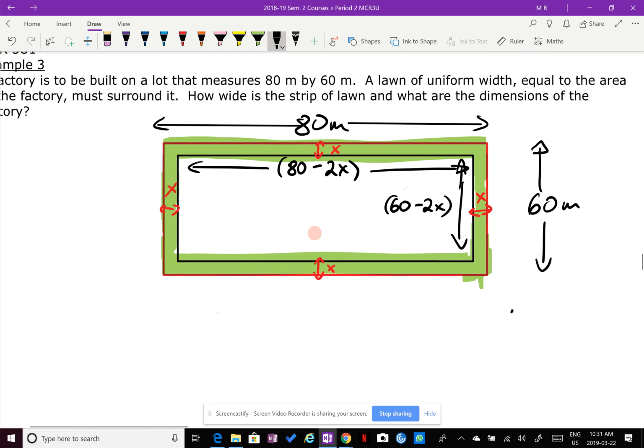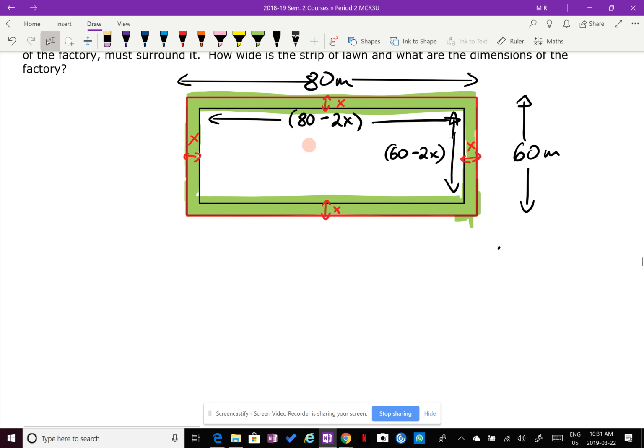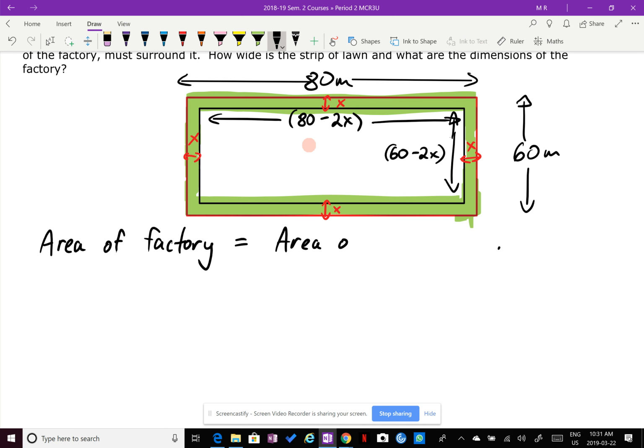Okay, so I keep reading the question. So how wide is the strip of lawn and what are the dimensions of the factory? And so the only other thing we're told is that the area of the lawn of uniform width is equal to the area of the factory. So the area of the lawn must be equal to the area of the factory. So I'll start off with that statement. So the area of my factory is equal to the area of the lawn.